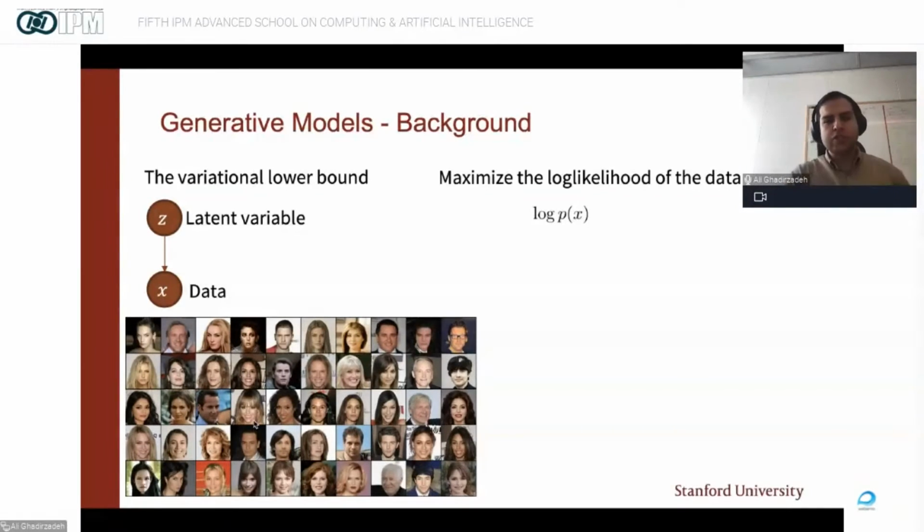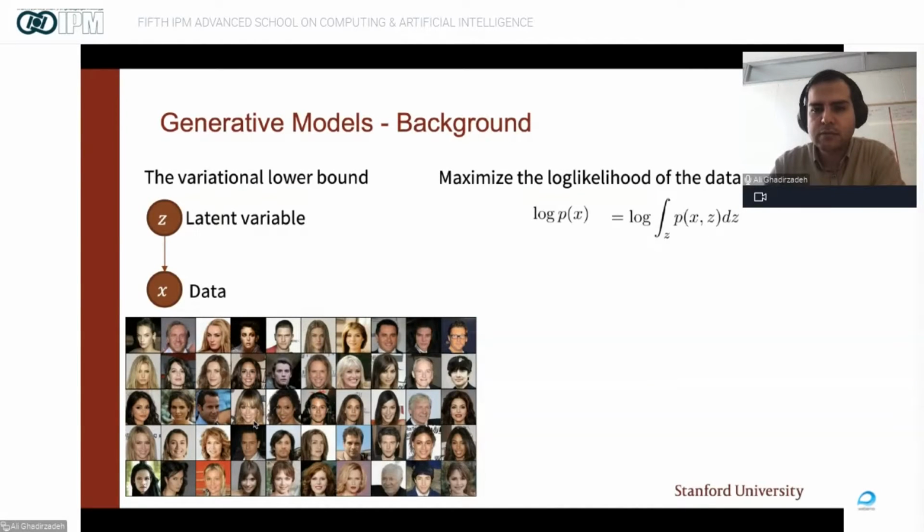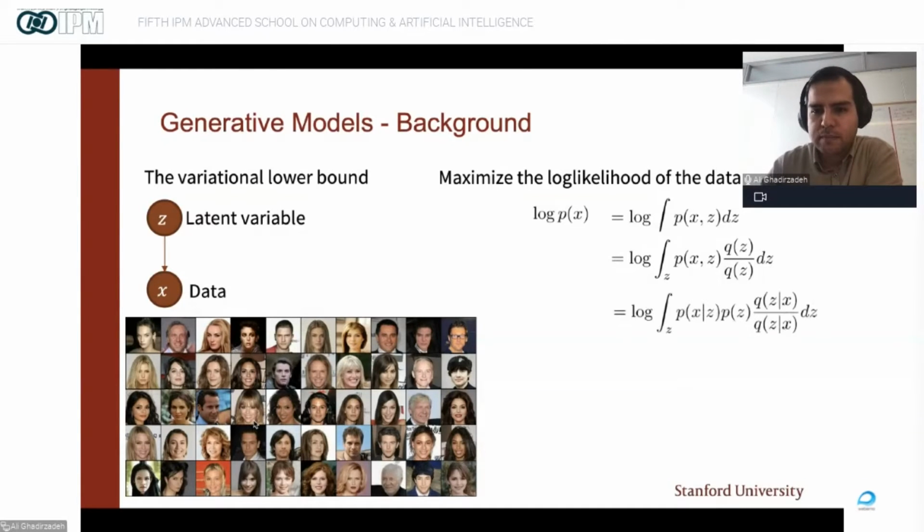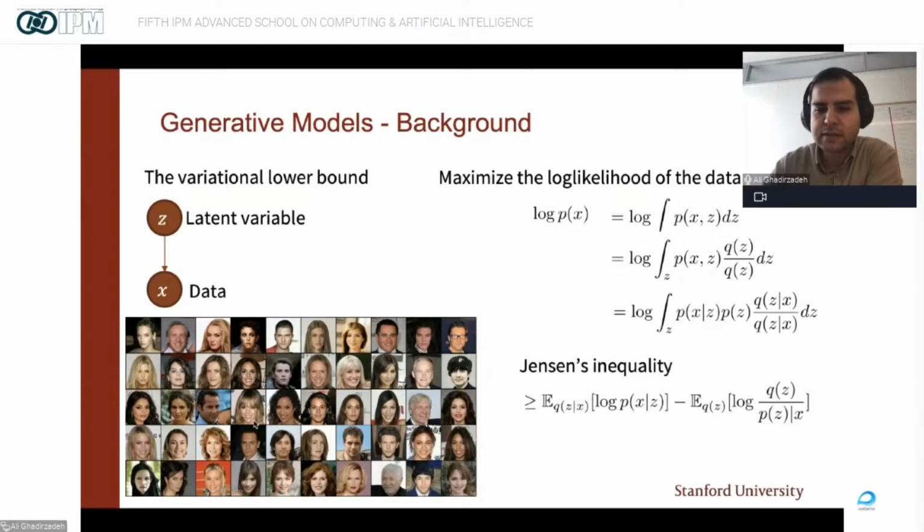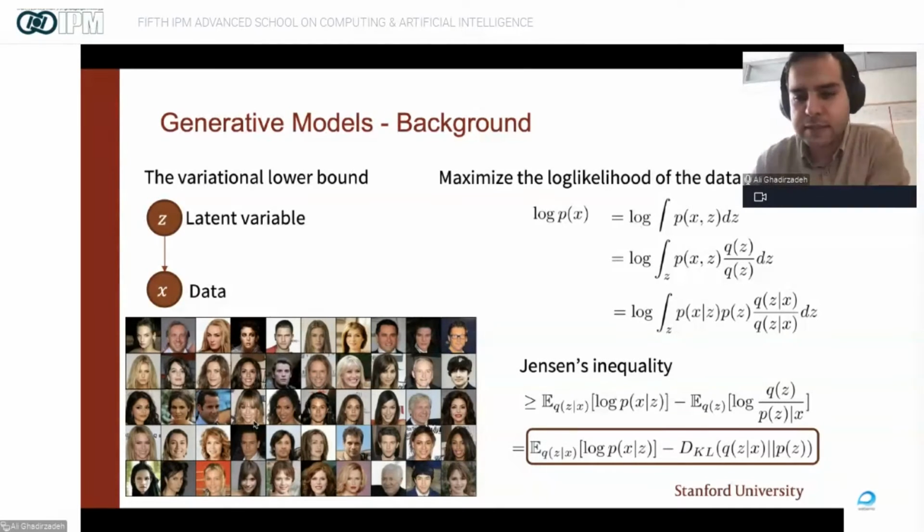How can we actually learn a generative model? Basically, we want to learn a model that would maximize the log likelihood of our data. How do we do that? We typically do it by marginalizing over our latent variable. We can introduce a variational distribution. As you can see, it will cancel out because it's introduced in both the numerator and the denominator. Do some little math, we use Jensen's inequality, and then we get this term.